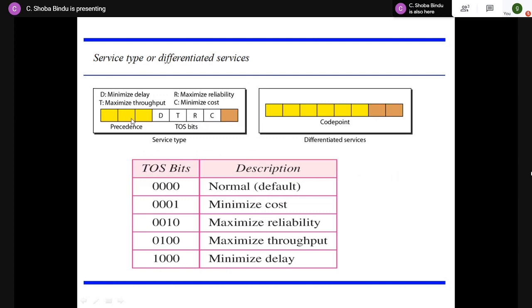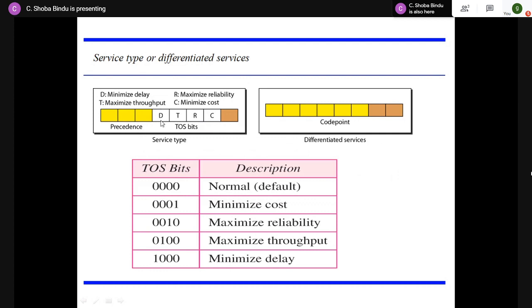The first 3 bits in these 8 bits specify the precedence. So what is the priority of this packet? That will be specified in the first 3 bits, the precedence. And the next 4 bits are used to specify what type of service we require. At any one instance of time, only one of these bits can be 1, and the remaining bits have to be 0. When all these 4 bits, DTRC, are 0000, then it is normal traffic.